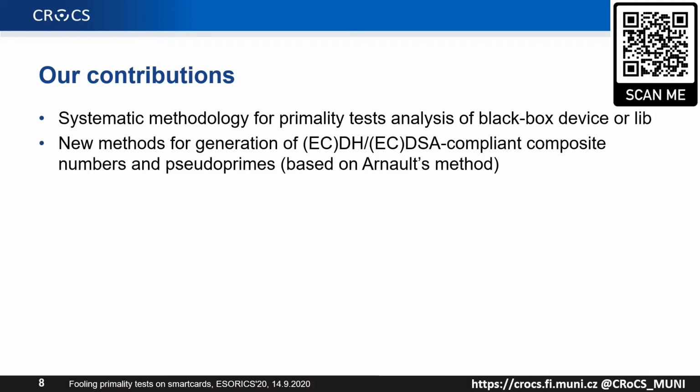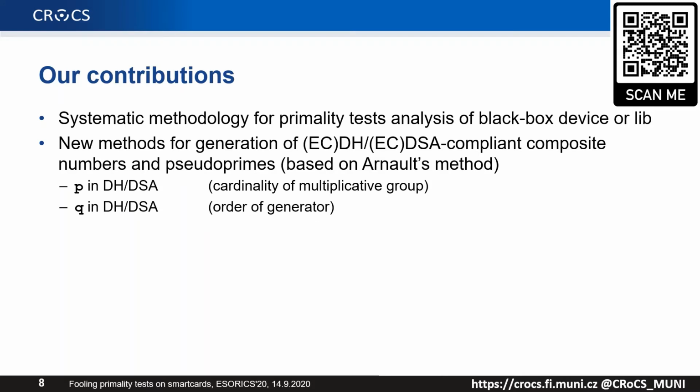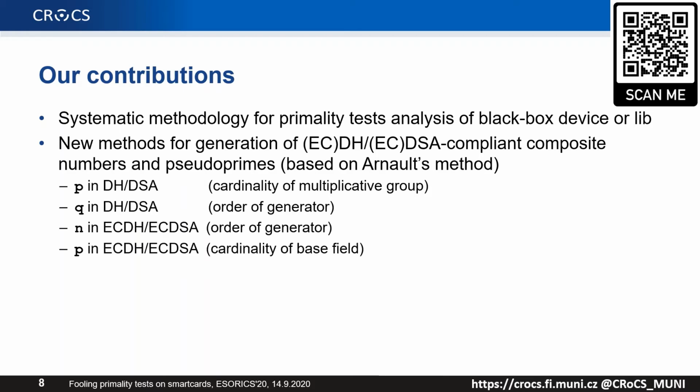And this required some new methods for generation of Diffie-Hellman and digital signature algorithm compliant composite numbers and pseudo-primes, because we need to set all the domain parameters of the elliptic curve, say. We are testing 4 different scenarios. Two are for standard Diffie-Hellman and DSA, and the remaining 2 are for elliptic curve versions of these.